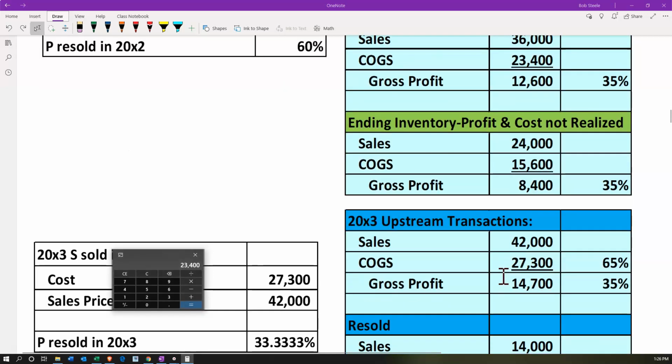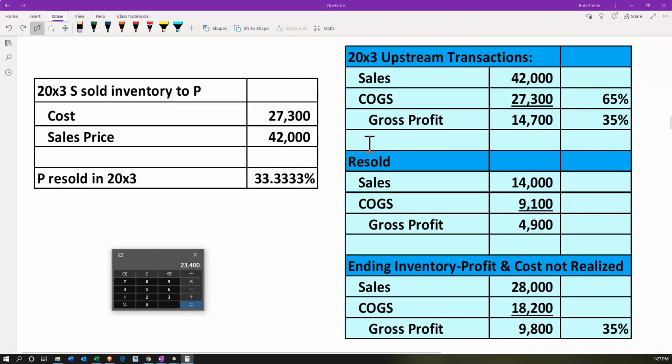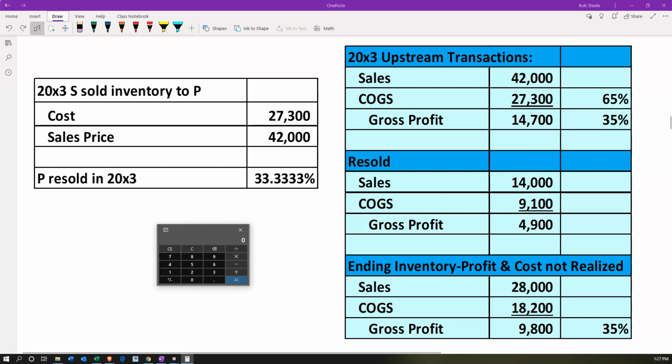Okay, and then we're going to do the same process for 2000 X3 upstream transactions, meaning sales that happen from S to P, which our data says that we had 42,000, cost of goods sold 27.3. Difference being the 14.7. 14.7 divided by 42,000 is 35%. 27.3 divided by 42,000 is 65%. They resold 1/3 or 33.33%. I'm going to use 1/3 to be more exact here. So I'm going to say we resold 1/3 of it.